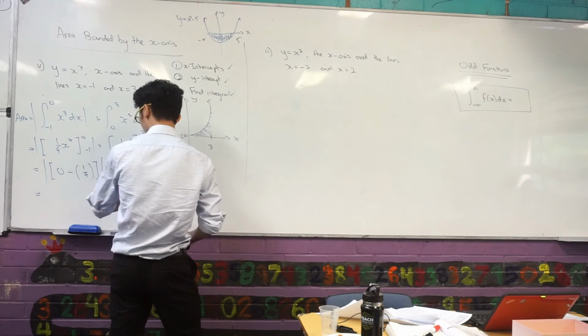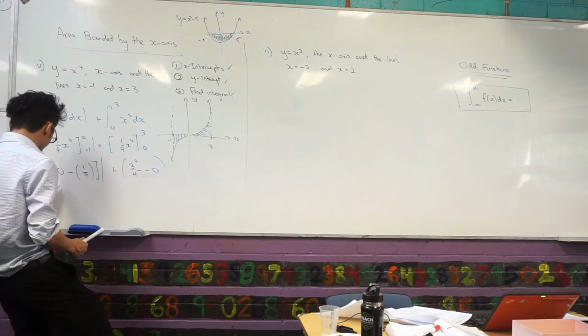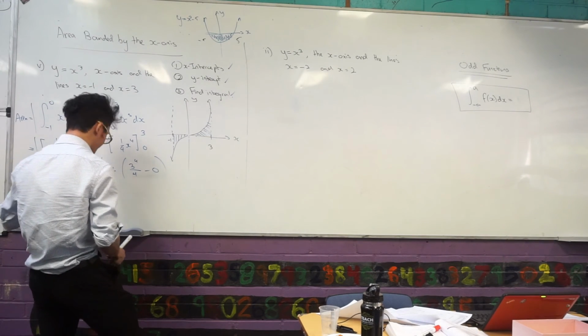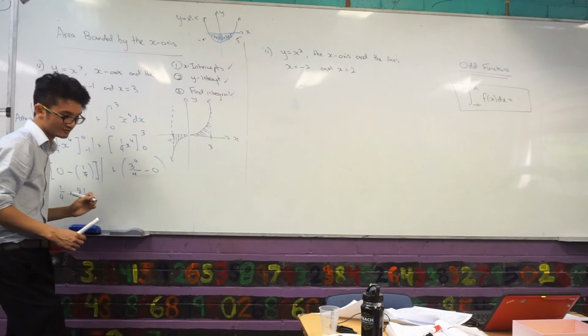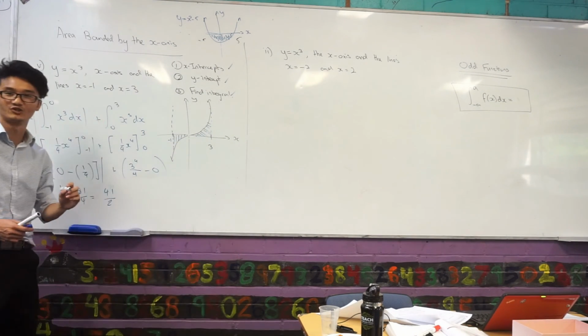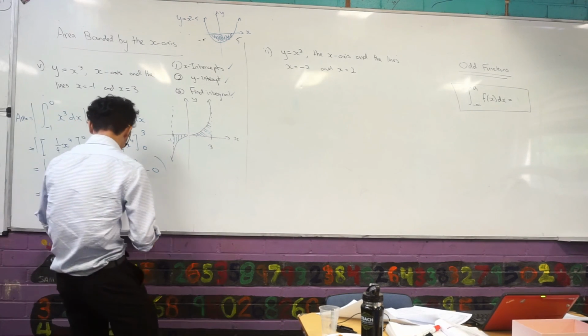And then you would get positive 1 over 4 plus 81 over 4. 81 over 4 plus 1 over 4 is 82 over 4, which is 41 over 2. 41 over 2 is the answer, units squared.